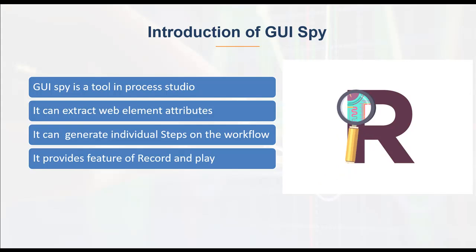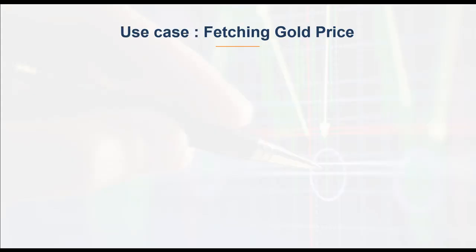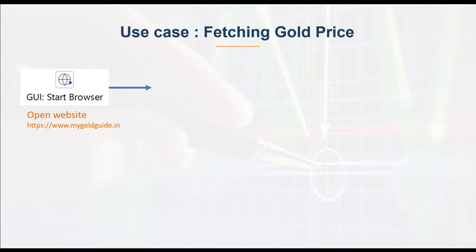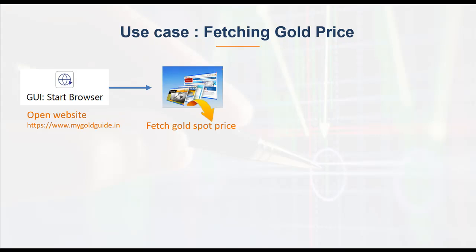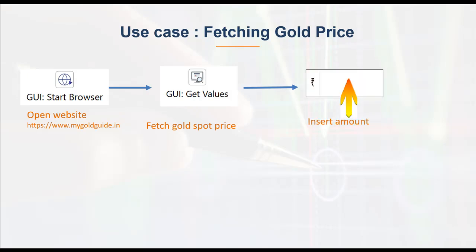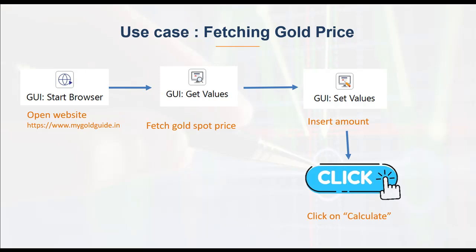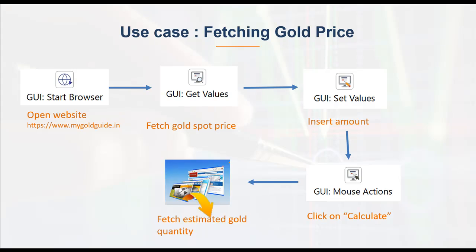So let's understand it with a simple scenario. This is a use case of fetching gold price. In this use case, we open a website in Chrome browser by using the Start Browser plugin. Then we want to fetch the gold spot price by using the Get Values plugin. Then we want to enter an amount in the gold estimator, so we do that by using the Set Value plugin. And then we want to click on Calculate. So clicking is done by using the Mouse Action plugin. Finally, we want to fetch the total estimated gold quantity from the website. So that is done again by the Get Value plugin.